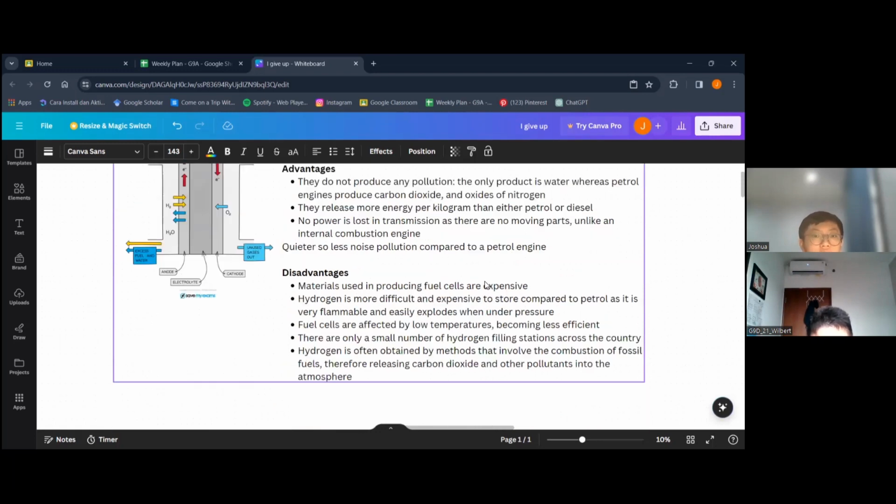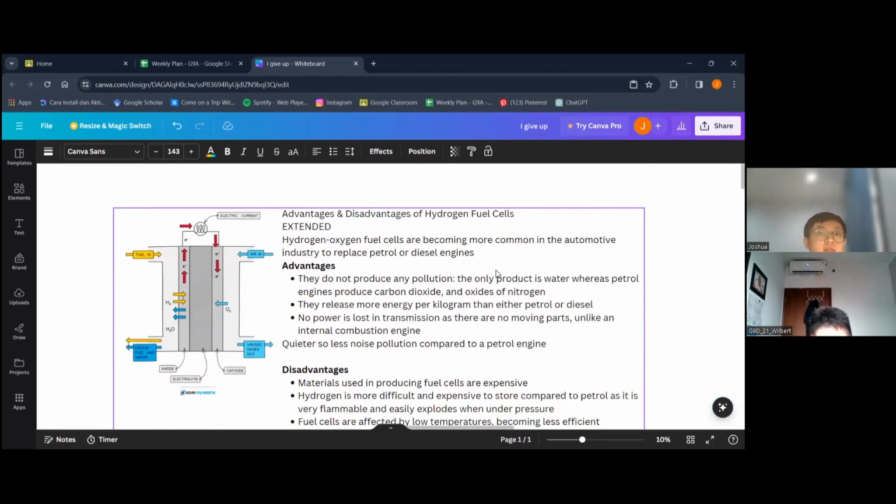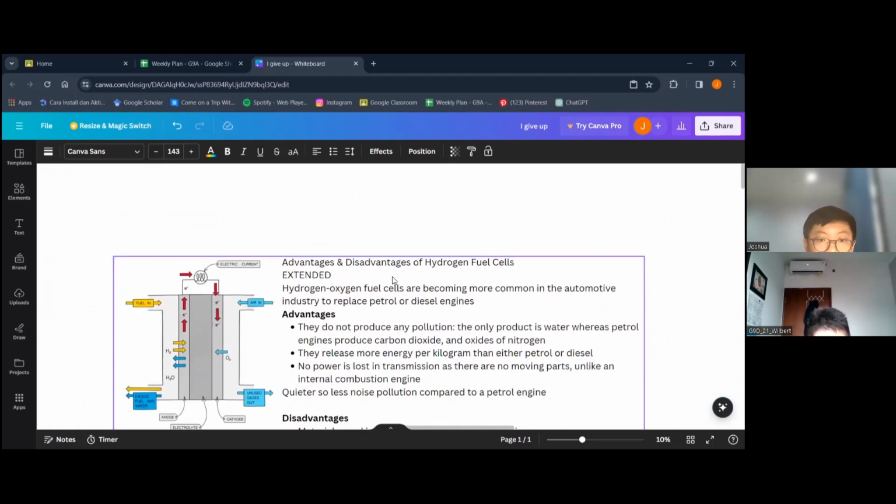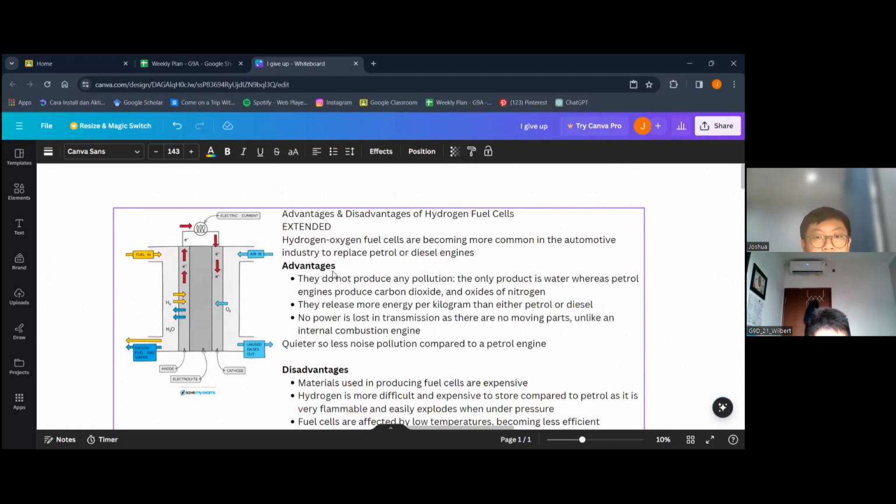If heated, it will release as water vapor, which is not harmful whatsoever. So the advantages are they do not produce any pollution. The only product is water, whereas petrol engines produce carbon dioxide and oxides of nitrogen. They release more energy per kilogram than either petrol or diesel, and no power is lost in transmission as there are no moving parts, unlike an internal combustion engine.